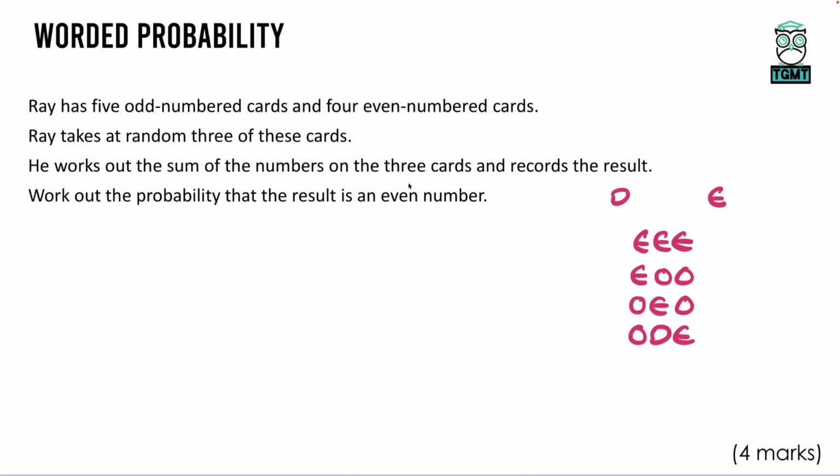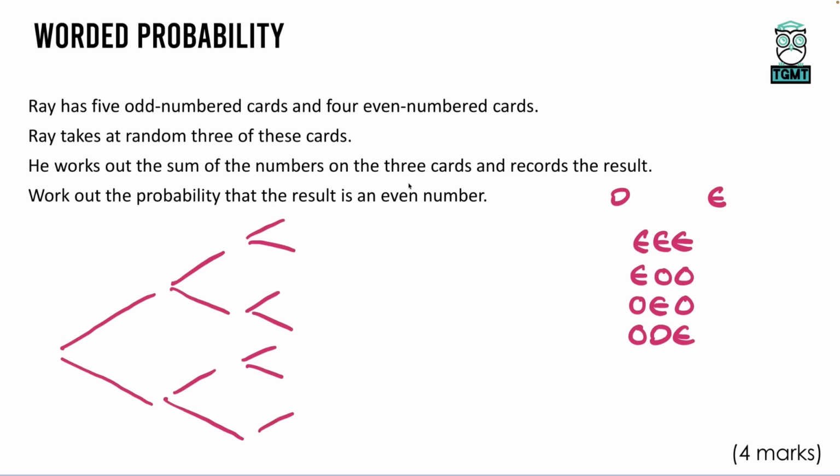The alternative to doing it this way would be to draw a giant probability tree, and they can get very, very messy. This one isn't too bad because there's only two options. You could have odd and even on the first pick, and then odd and even, and then off each one of these you have odd and even. But you end up with quite a large tree, and if there are three things at the start and three picks, this can get very, very messy and very time consuming in an exam.